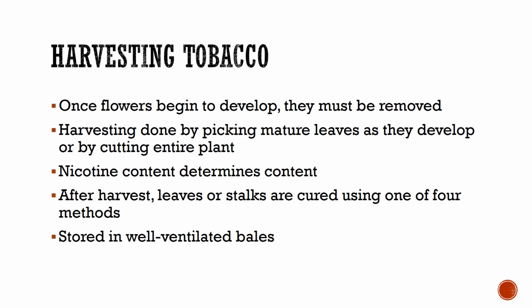All right, tobacco. Once that flowering stage happens, those flowers then have to be removed. When we're harvesting, we're picking those mature leaves as they develop, and in some cases they'll actually cut the entire plant as well. The nicotine content will then determine the content of that tobacco plant and what kind of price you'll get for it. Those stalks and leaves will be cured for a couple different reasons, to be used in other ways, and then it has to be stored in very well ventilated bales.